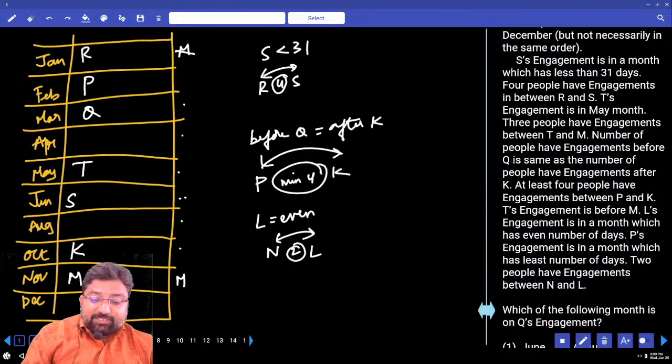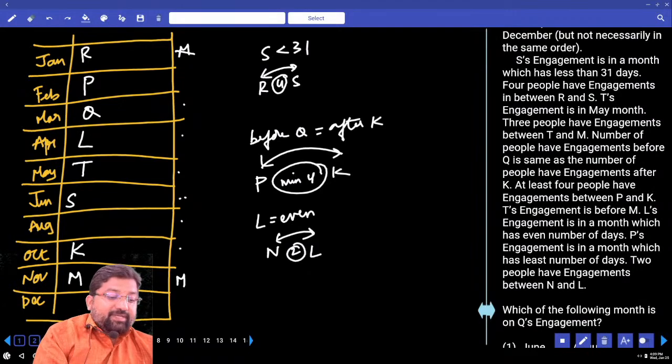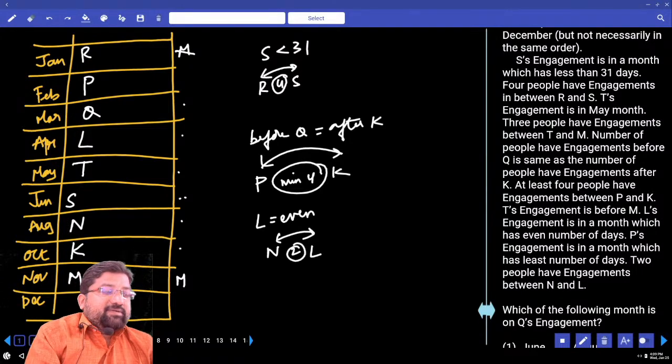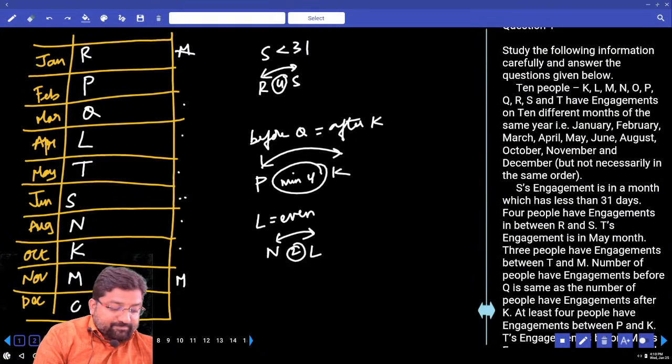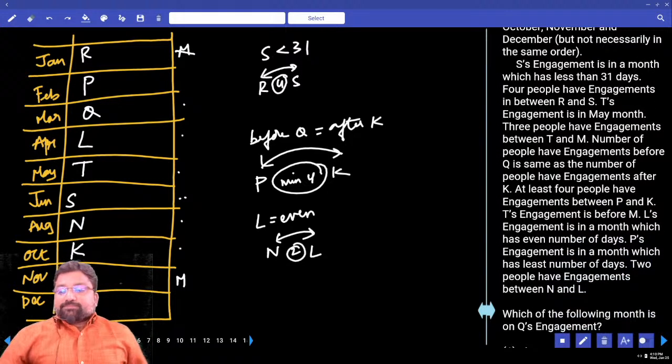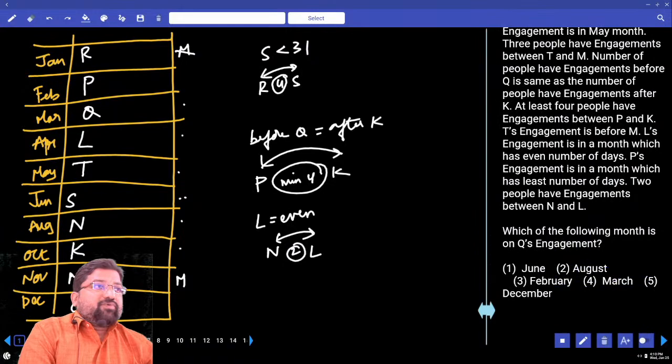R. L should also be in a month having less than 31 days. I'll go for April for L. 2 months between L and N. 1 person is left out. Who is he? K, L, M, N, O. Done? Yes. Is this clear? This is how your approach should be.